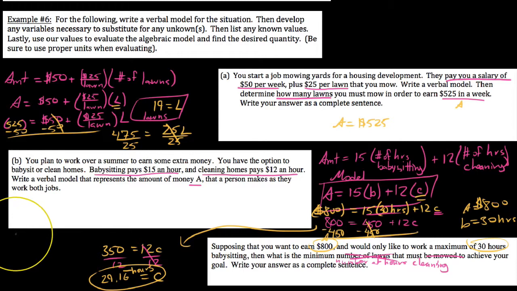So our final thought should probably be something along the lines of we would have to spend at least 30 hours mowing lawns in order to achieve our goal of $800 income.